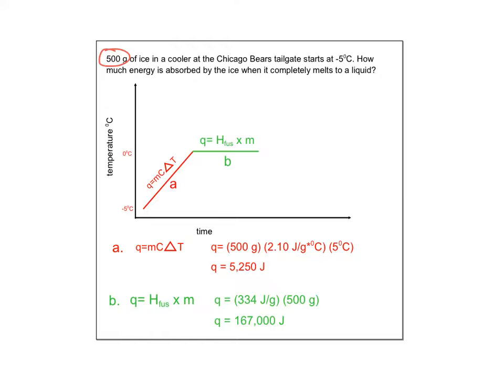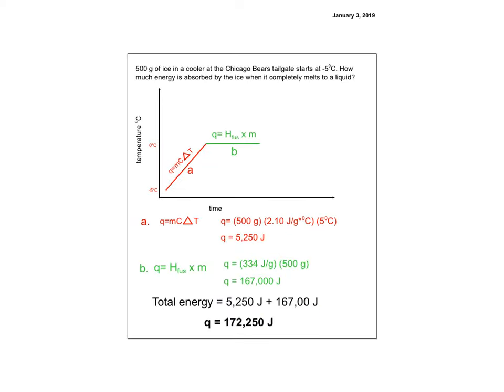So we got how much energy it takes to heat it from -5 to 0. We got how much energy it takes to fully melt it at 0 degrees. And last but not least, if we're looking for the total energy, we have to add those 2 answers together. So 5,250 plus 167,000 joules will give me 172,250 joules as my final answer.